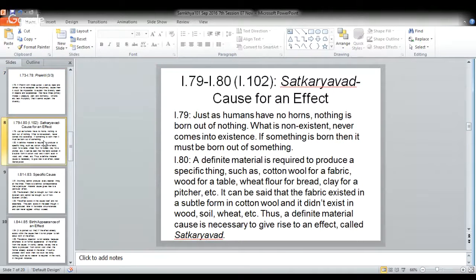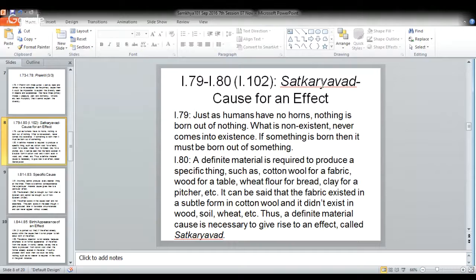Now there is a long section which is from 79 to 102. It's called Satkayavad, and there is little time, but I will try my best to complete it. I have broken it into some smaller sections. So Satkayavad is Kapil's philosophy, which is basically the interplay of cause and effect.